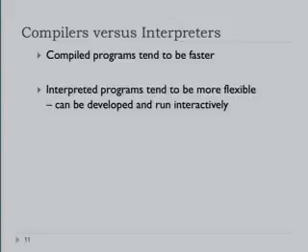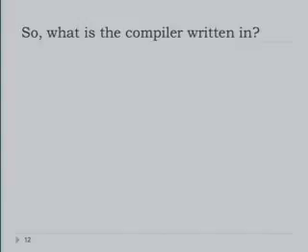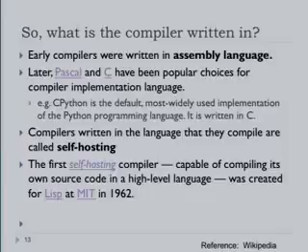Yes? What are the compilers and interpreters written in? Okay, so what is the compiler written in? Or the interpreter. When I say compiler, I mean compiler or interpreter. The language, the program that's doing the translation. What are they written in? Machine language? The early ones were written in assembly, which is one step up from machine language. So the early compilers or interpreters were written in assembly language. Later, Pascal and C were popular choices for writing the compiler.